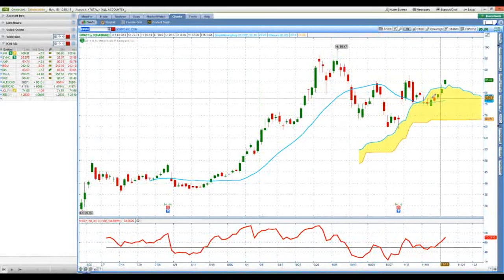So what it looks like on GoPro, we should be getting a chance to enter this very soon, because it looks like it's holding this retest of the cloud here, and it's bouncing back above.